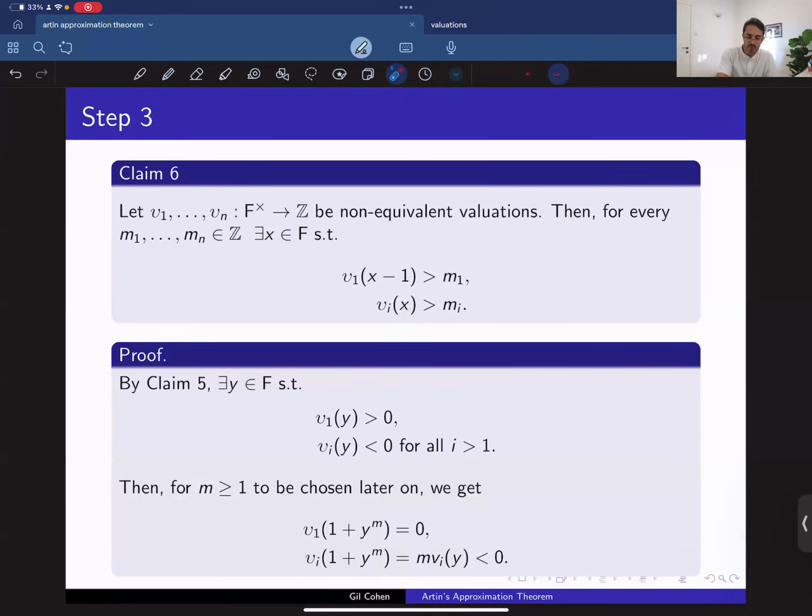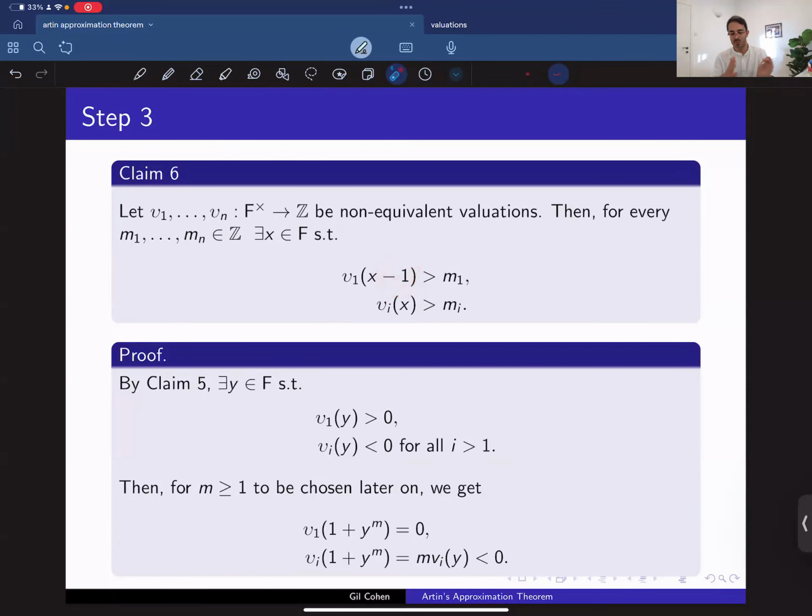So intuitively, what's going on here is that you're saying that according to the V1 metric, X is close to 1. I mean, at least if M1 is a large number, X is close to 1. But according to the other metrics that you get, X is close to 0. Okay. And this is a bit of a tricky proof. So what we're going to do is the following. First of all, by claim 5, the claim from before, we are going to find an element Y such that V1 of Y is strictly positive and the Vi of Y for the other i's is strictly negative. That's what we just did before, ignoring this one.